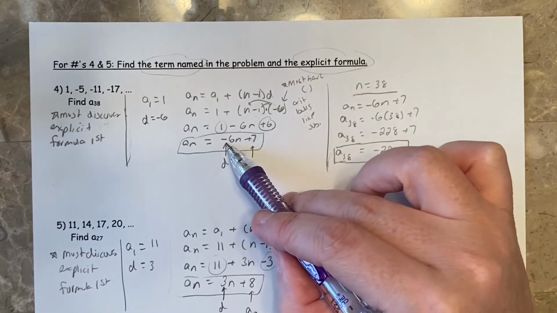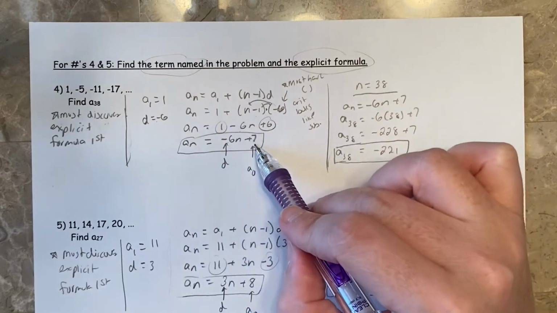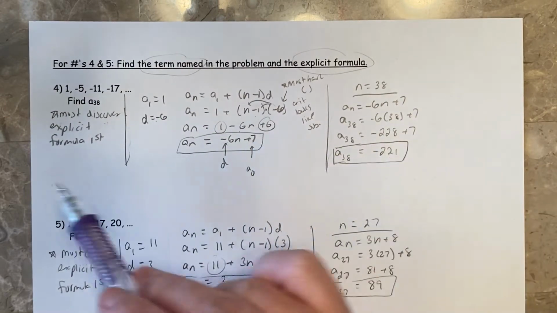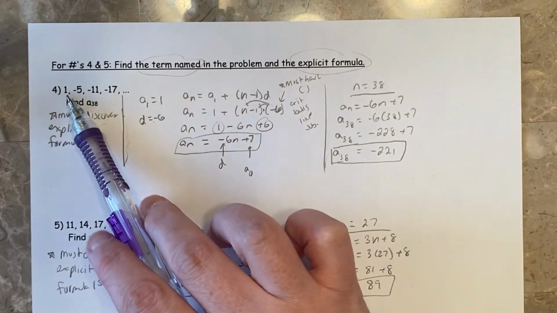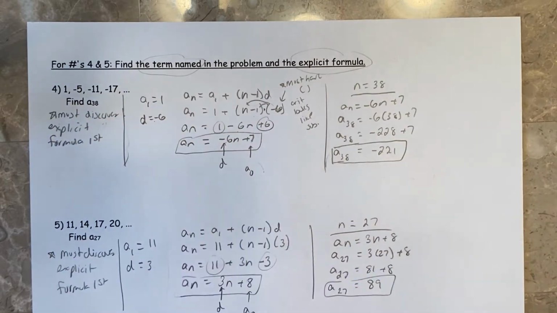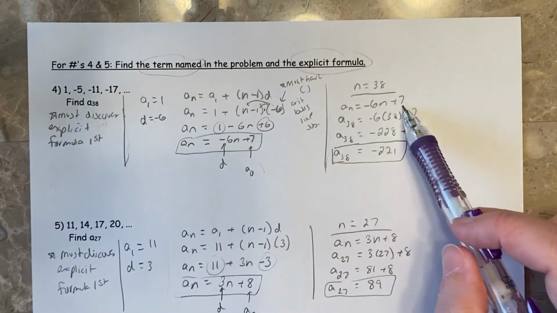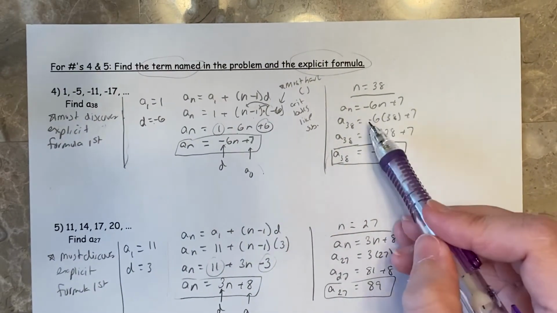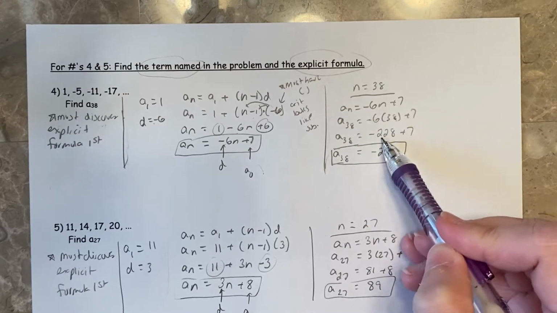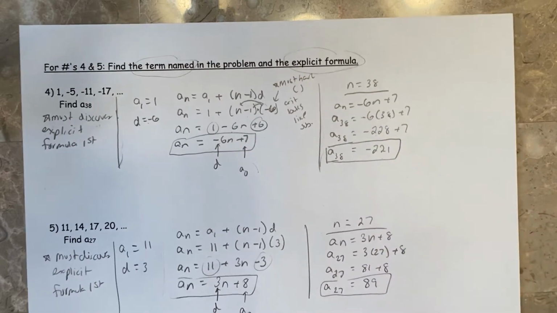And you should get negative 6n plus 7. That should be your common difference, which it was from the beginning, and this should be a sub 0. Let's see if that's right. So a sub 1 is 1. If I go backwards and I add 6, we'll get 7. Good. Okay, so now you're going to use this formula, and wherever you see an n, you're going to put in a 38. So just put in a 38, multiply, add, and you get 221.